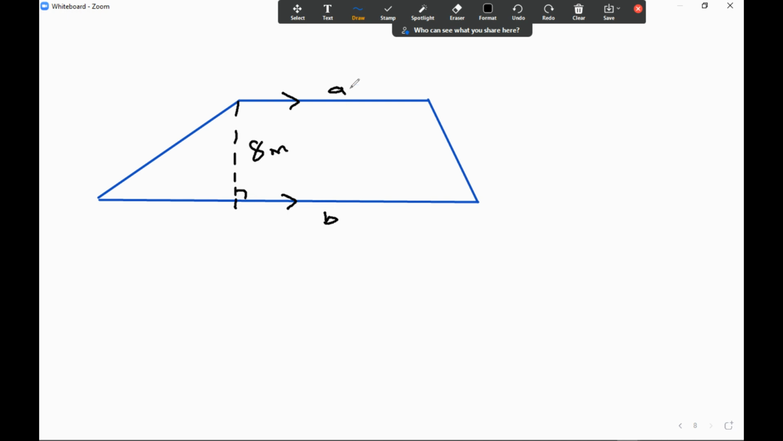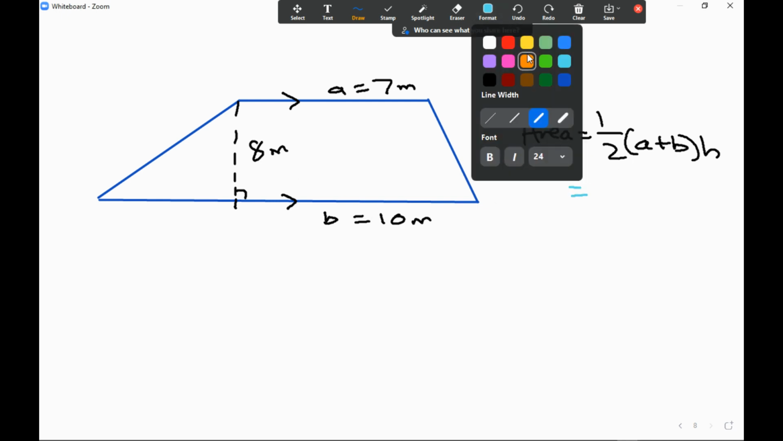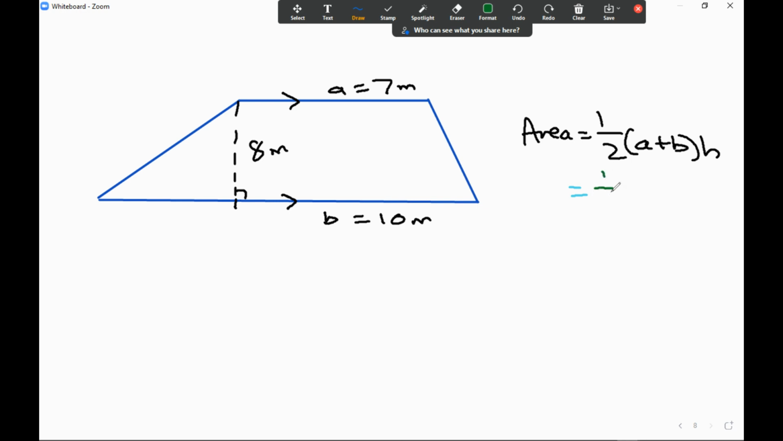So let's say this is 8 meters, let's say this is 7 meters, and let's say this is 10 meters. The area is going to be given by the formula half A plus B times height. So half A plus B times height, this is going to be 8, this is going to be 10. So when I substitute it in here, I have to carefully put A as 7, so it's half of 7 plus 10 times 8.